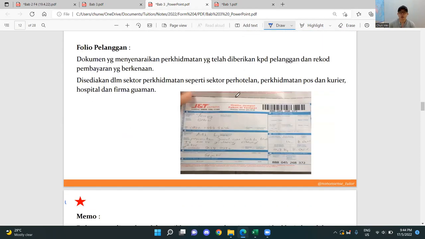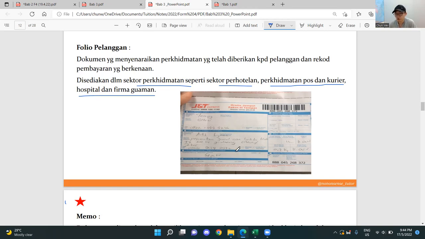Okay, next, this is called a folio pelanggan. Yeah, folio pelanggan is a document yang menyenaraikan perkhidmatan yang telah diberikan kepada pelanggan dan rekod pembayaran yang berkenaan, disediakan dalam sektor perkhidmatan seperti sektor perhotelan, perkhidmatan pos dan kurier, hospital dan firma guaman. Okay, so this is an example that I provide for you.